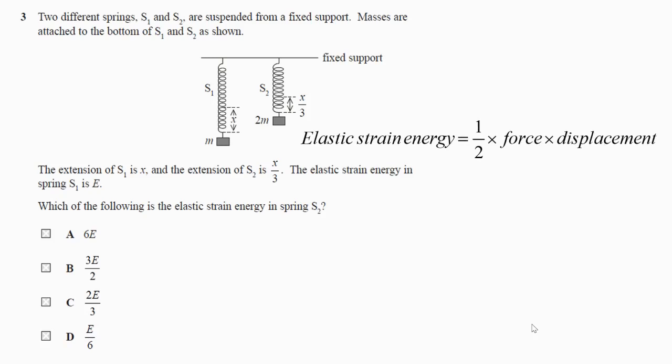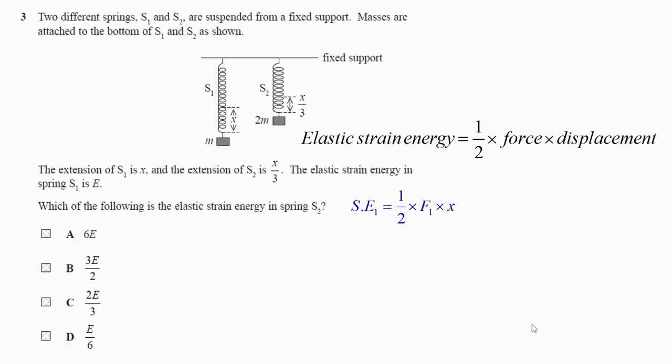The elastic strain energy is nothing but half into force into displacement, because here the force applied is a gradual application of force. So the strain energy is equal to half into force into displacement. Then for the first spring, that means S1, the force applied is nothing but the weight of the mass applied.